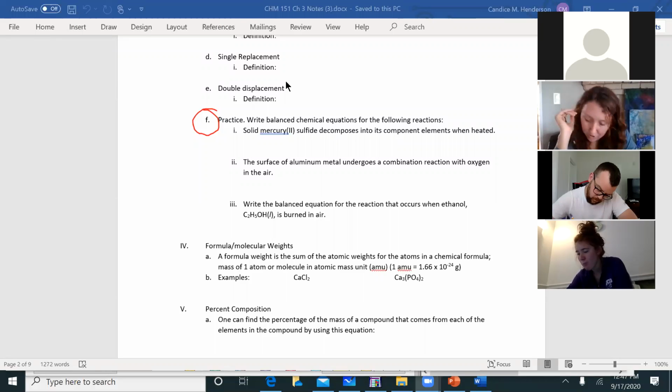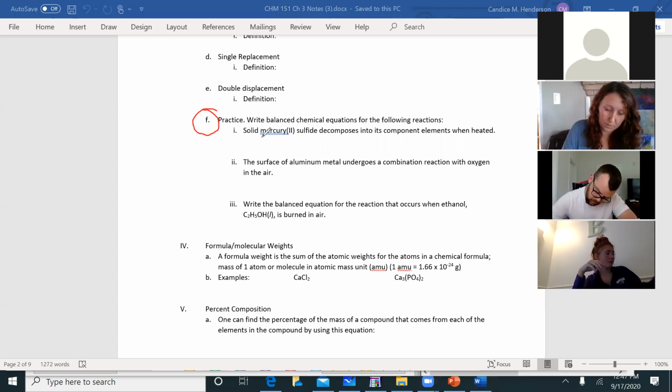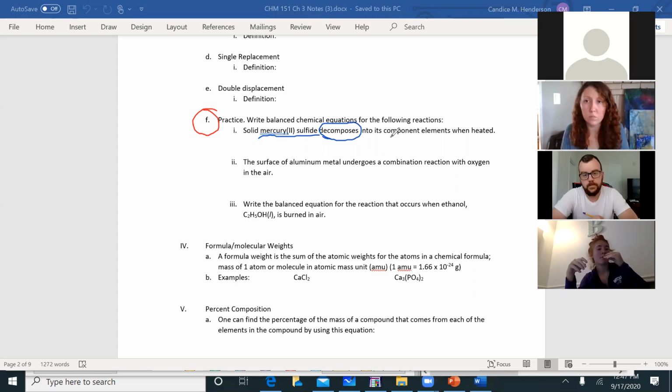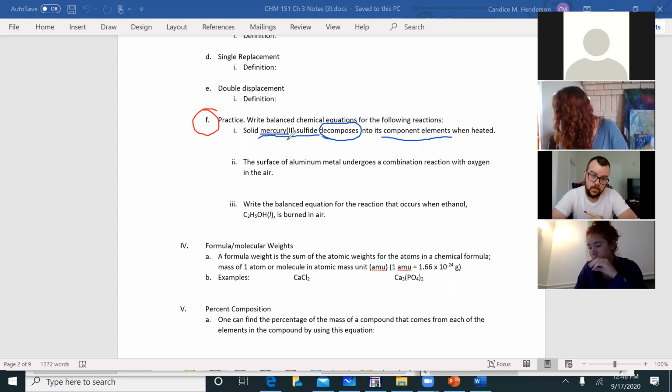So the first thing that we're going to want to do is identify what we need to be writing on each side. This is a reactant. It decomposes. I know that that's behaving as my arrow into its component elements. So its component elements would be mercury and sulfur. So the first thing is to write a formula for mercury 2 sulfide.